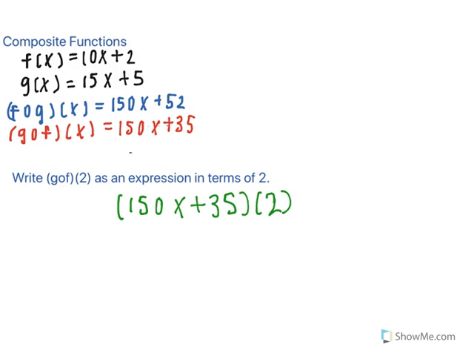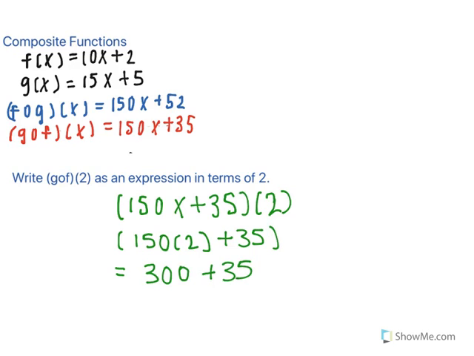Now we can plug in 2 for x, and we would get 150 times 2 plus 35. And this would simplify to 300 plus 35, which would equal 335.